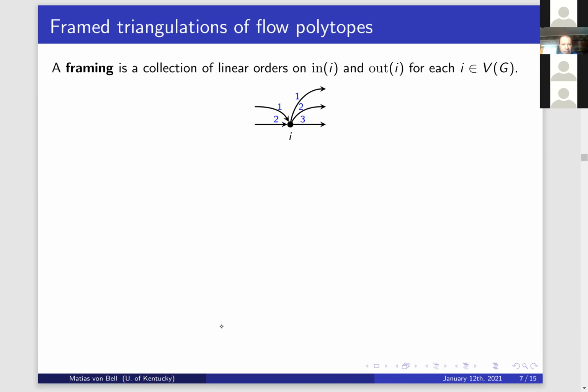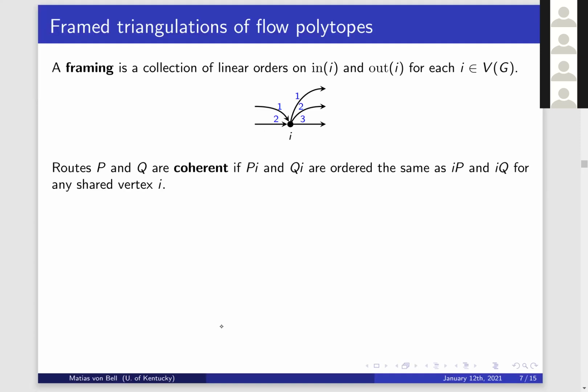Next we'll have to talk about a triangulation technique for flow polytopes. And that comes from this notion of a framing on the graph. So a framing is just defined on a single vertex to be a linear order on the incoming edges and the outgoing edges. So in this case, I ordered them from top to bottom, 1, 2 on the left and 1, 2, 3 on the right.